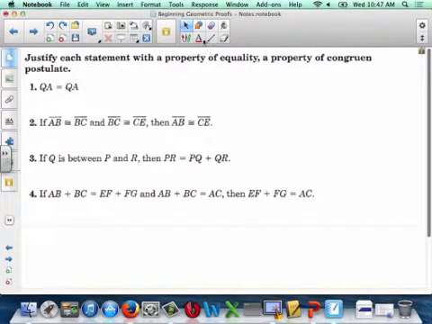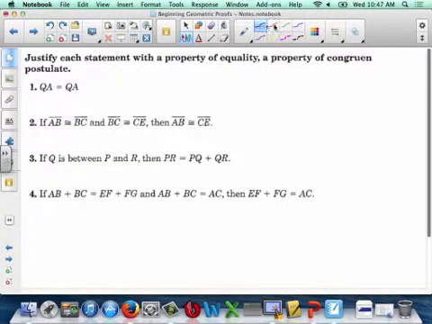What's QA and QA? No, guys. Which one of the properties of equality is that? How about reflexive? When it's the same thing on both sides, that's reflexive. What about number 2? That's transitive. Good job, Brandon.